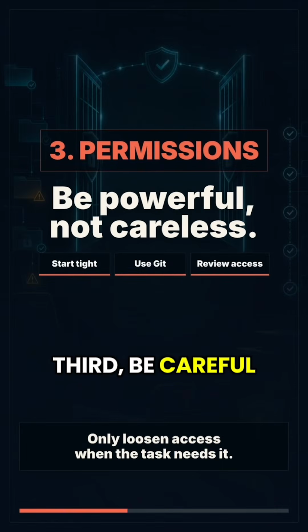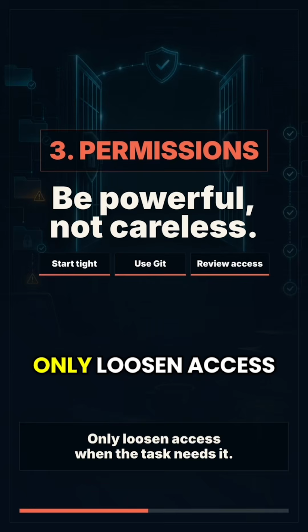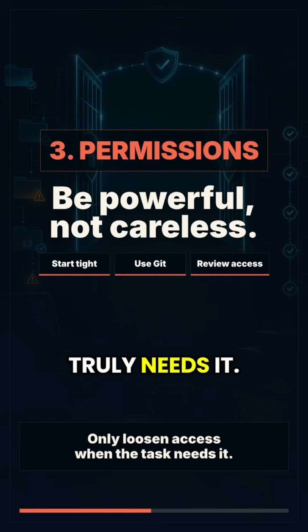Third, be careful with permissions. More access can make Codex faster, but it also increases risk. If Codex can read and write broadly, a vague prompt can create real changes you did not expect. For new projects, start with safer permissions. Keep your work in Git, and only loosen access when the task truly needs it.